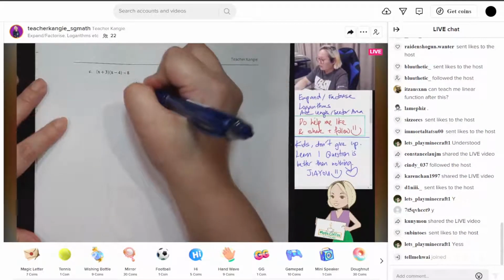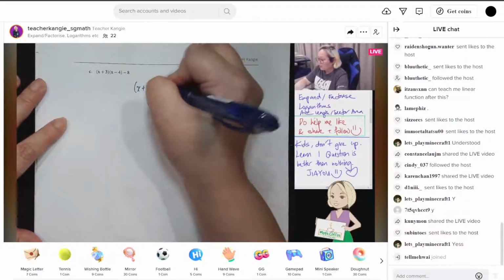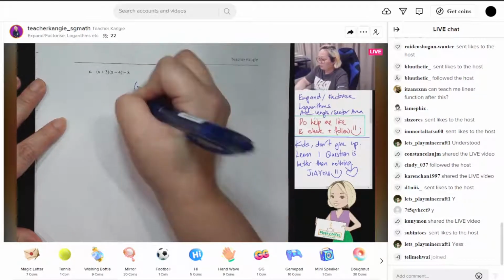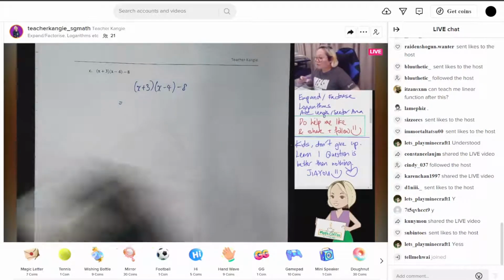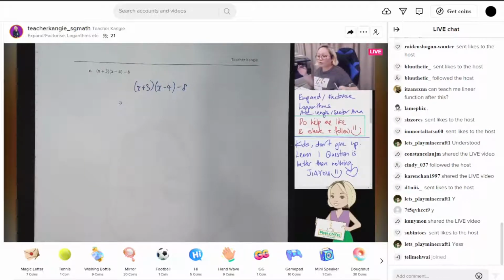Actually, I put this one here because some students, when you ask them to factorize this, don't know what to do. This is the last question for expansion and factorization. I'm going to go to the next segment, which is logarithm.